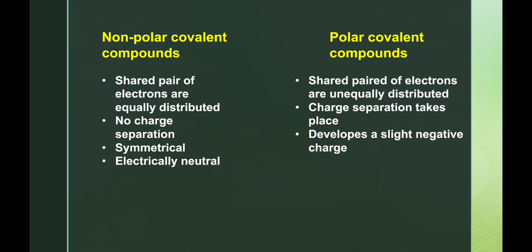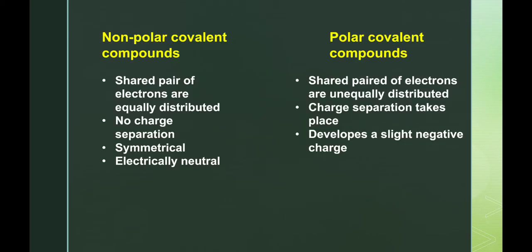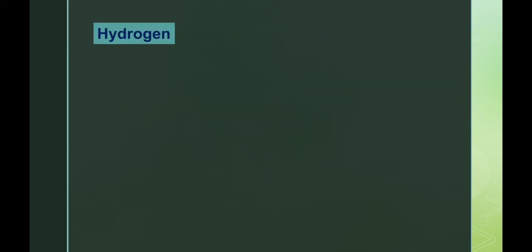In non-polar covalent compounds, there is equal distribution of the shared pair of electrons, and in polar covalent compounds, the shared pair of electrons is unequally distributed. Okay, now let's take some examples of covalent compounds. I have taken those examples which are very common in board exams, especially in ICSE. Now, hydrogen is an example of a non-polar covalent compound.